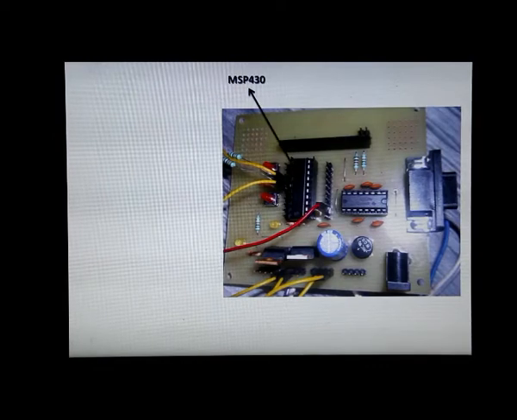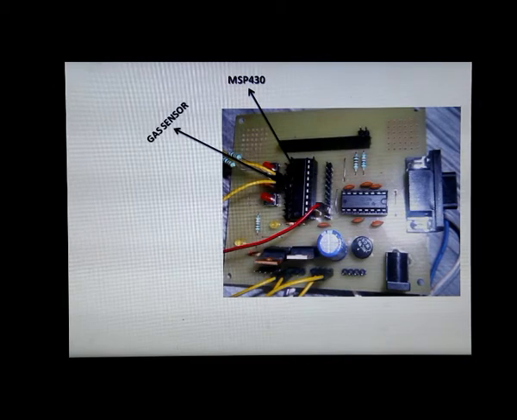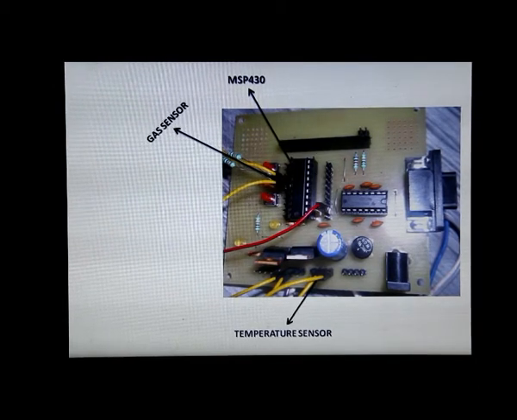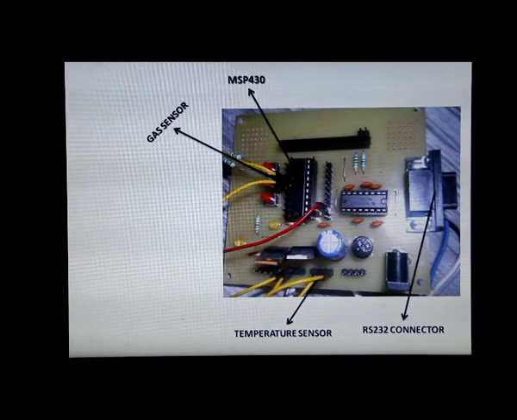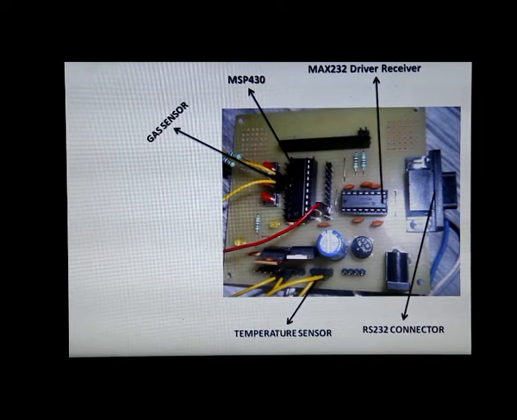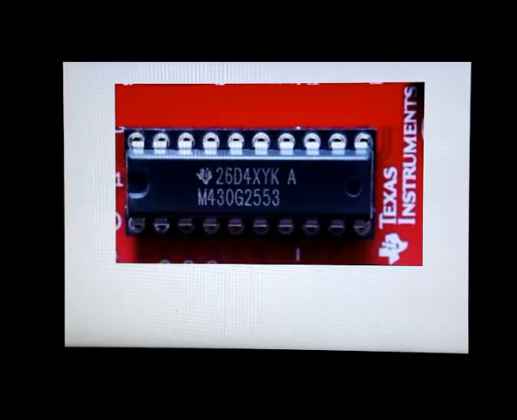This is the PCB board made by ourselves, and the MSP430 microcontroller is placed on this board. These are the gas sensor connections to monitor the gas level, and the temperature sensor to sense the temperature level. This is the RS-232 connector and this MAX232 receiver is made by Texas Instruments. This MSP430 is a Texas Instruments component.